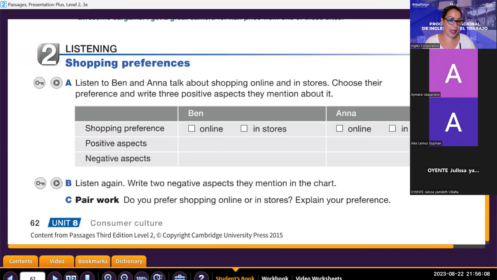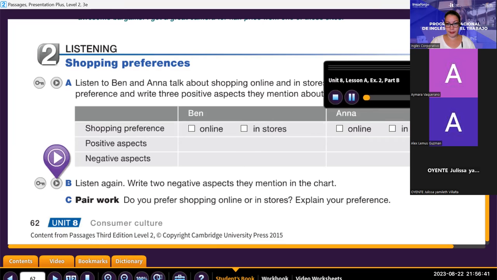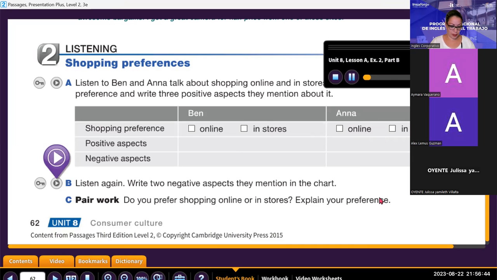Let's write the negative aspect. Now, we're going to be getting the information for the negative aspect. Two negative aspects that Ben mentioned about shopping online, and Anna also mentioned two negative aspects of shopping in a store. Let's listen and write down the information. Page 62, Exercise 2, Shopping Preferences, Part B. Listen again. Write two negative aspects they mention in the chart.